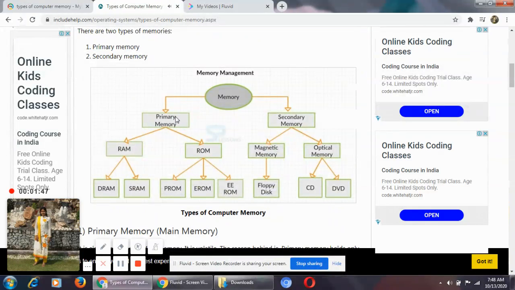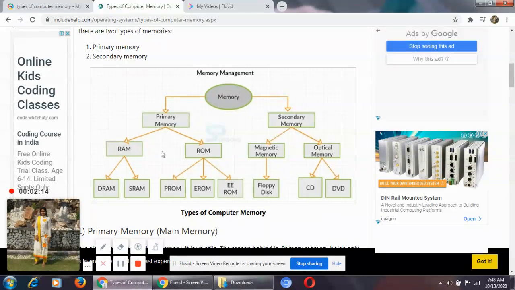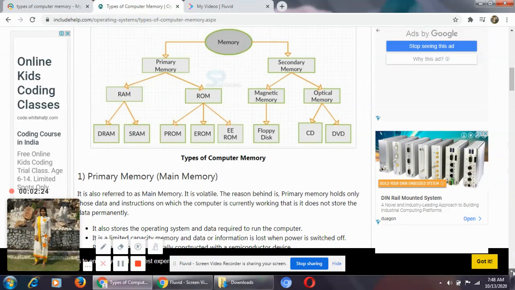Computer memory is divided into two parts, primary memory and secondary memory. Primary memory is also known as main memory or internal memory, and secondary memory is also known as external memory. Now, primary memory is divided again into two parts, RAM and ROM, and secondary memory is divided into floppy disk, CD, DVD, pen drive, memory card, and so on.